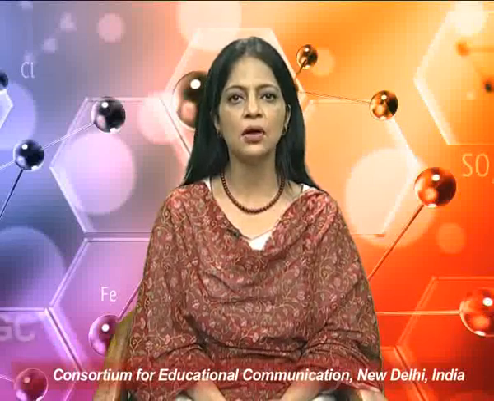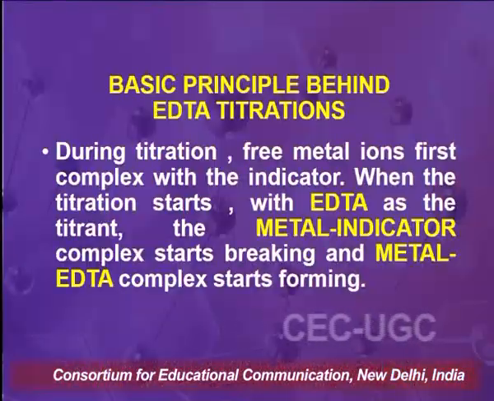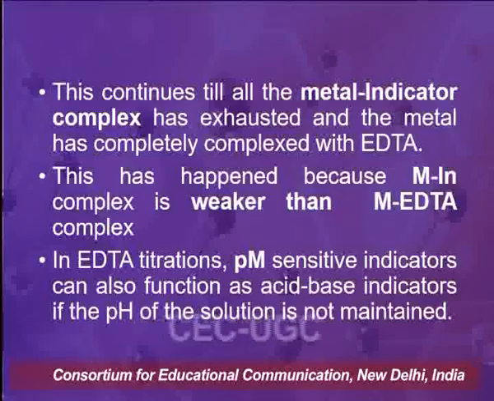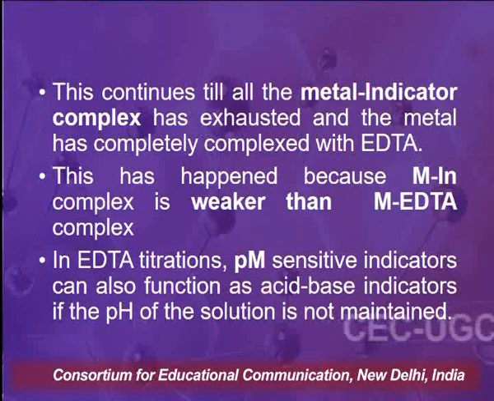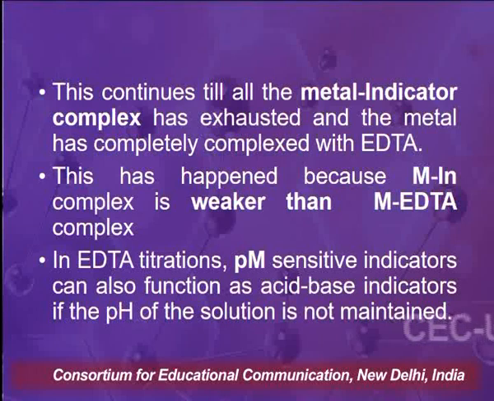During the titration, free metal ions first complex with the indicator. When the titration starts with EDTA as the titrant, the metal indicator complex starts breaking and the metal EDTA complex starts forming. This continues till all the metal indicator complex has been exhausted and the metal has completely complexed with EDTA. This has happened because the metal indicator complex is weaker than the metal EDTA complex.